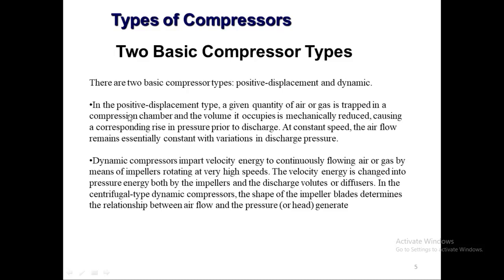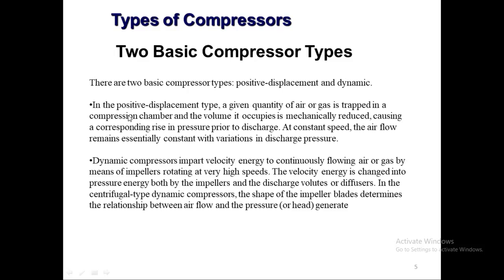Dynamic compressor imparts velocity energy to continuously flowing air or gas by means of impellers rotating at very high speed. The velocity energy is changed into pressure energy both by the impellers and the discharge volutes or the diffuser. In the centrifugal type dynamic compressor, the shape of the impeller blades determines the relationship between the air flow and the pressure or head generation.